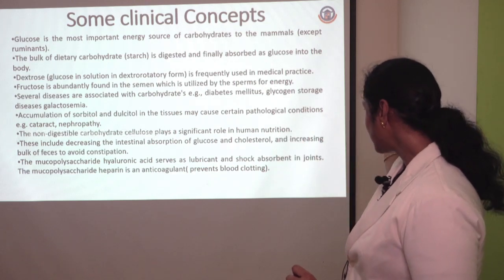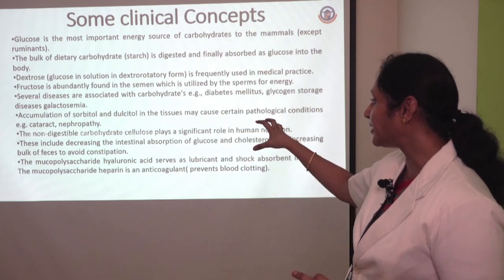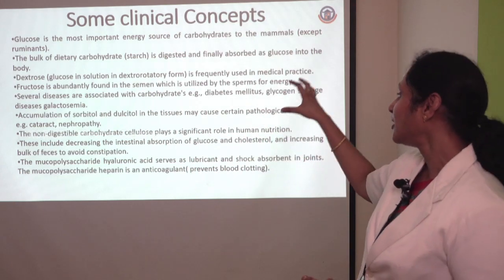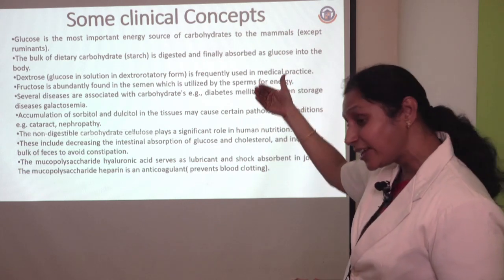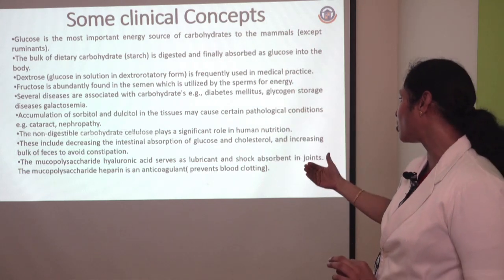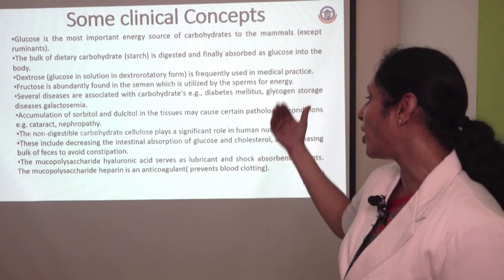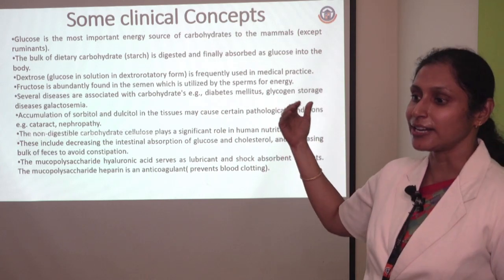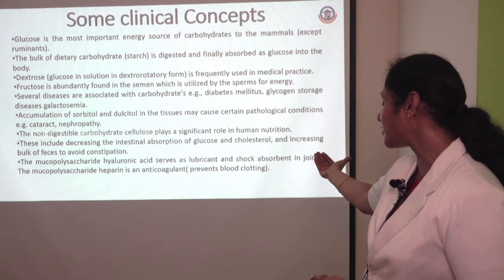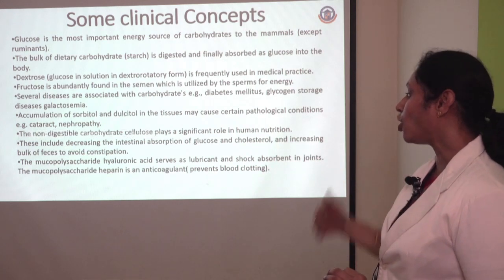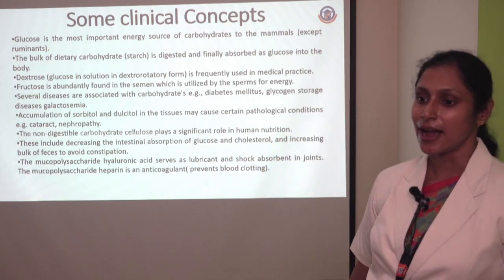They may cause certain pathological conditions like nephropathy and cataract. Some of the non-digestible carbohydrates, that is polysaccharides, play an important role in human nutrition. They decrease the intestinal absorption of glucose and cholesterol and increase the bulk of feces to avoid constipation. And the last category of polysaccharide is mucopolysaccharide. Hyaluronic acid serves as a lubricant and acts as a shock absorber. Other than that, the mucopolysaccharide heparin acts as an anticoagulant.